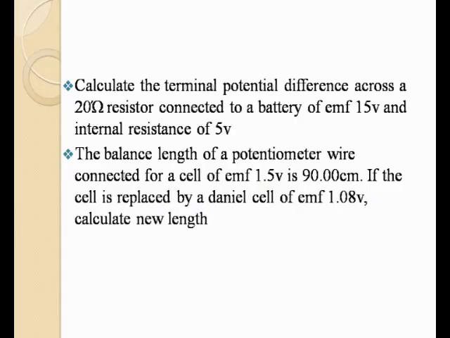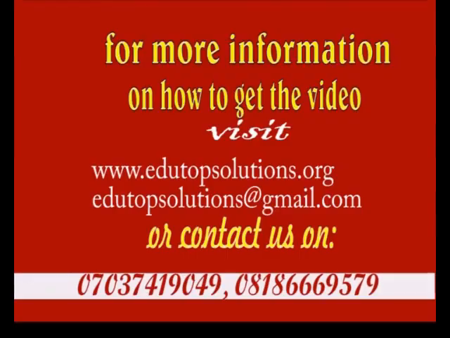Number 3 says calculate the terminal potential difference across a 20 ohm resistor connected to a battery of EMF and the resistance. So you can see it's a very straightforward question.